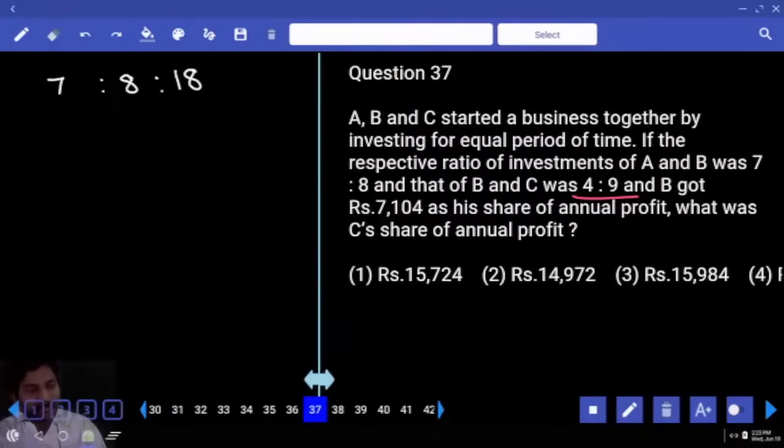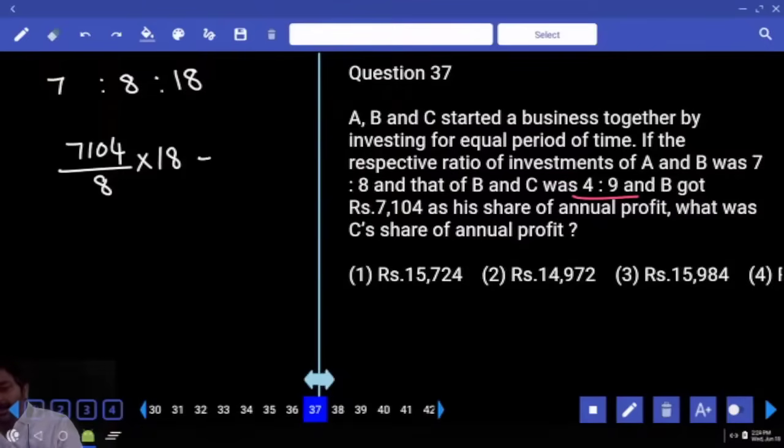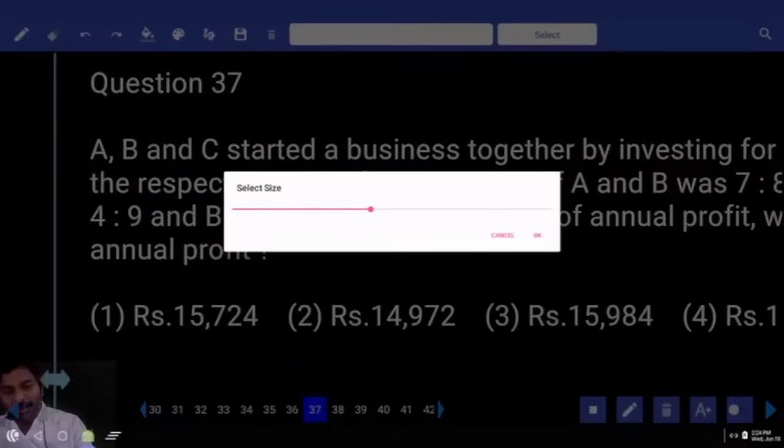18, A, B, C. B got 7104 as his share of annual profit. What was C's share of annual profit? Okay, C's share of annual profit. 7104 is equal to 8 parts. 1 part is 7104 by 8. We need C's value, 18 parts, into 18. Got it? The numerator ends with 2. The denominator ends with 8. Into which number ends with 2? 4 or 9. The answer should end with either 4 or 9.